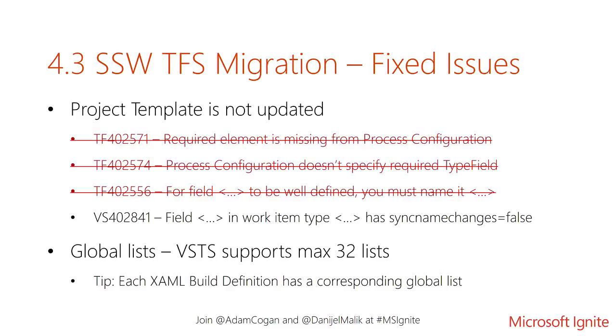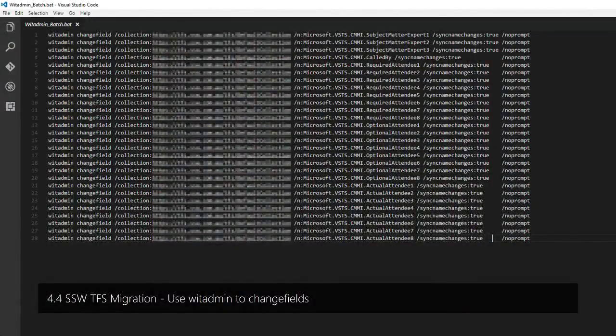So I had another problem down there, and it says field blah blah blah in work item type has sync name changes equals false. VSTS requires this flag to be true. The PowerShell scripts that Microsoft is going to give you are not going to solve that problem. You have to use witadmin in this case. You can use witadmin, say change field, and just turn the flag to true. If you do that, you're going to get rid of that one.